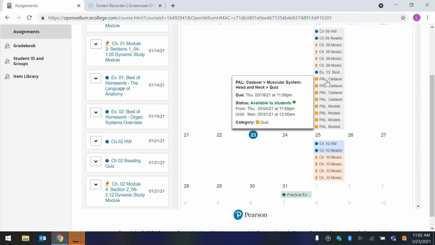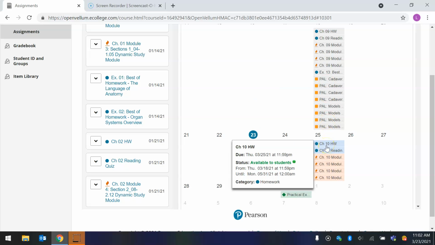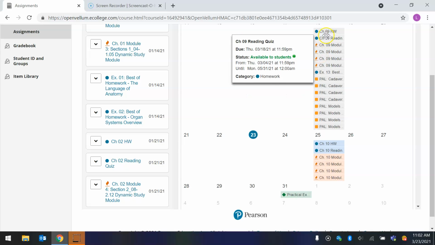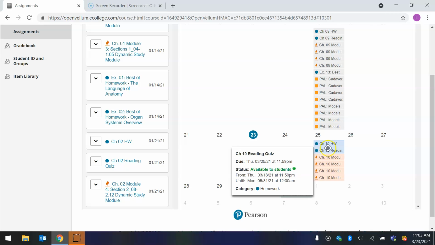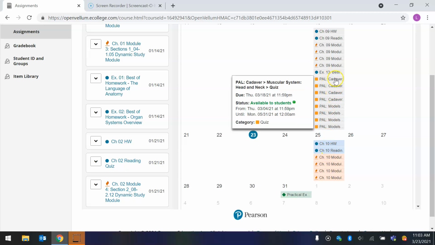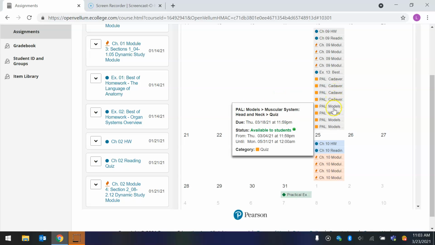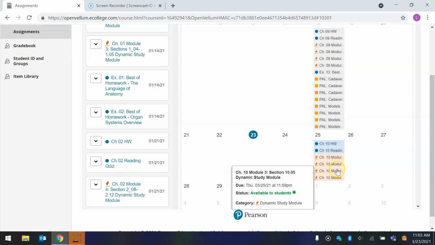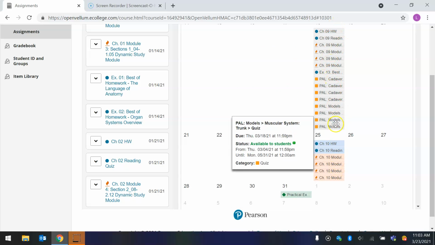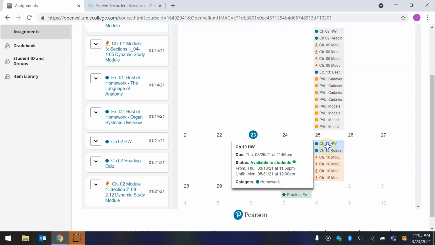So make sure that by Thursday you've done all of the Chapter 9 homework and reading quizzes, Exercise 13 best of homework, which really should have gone down here with Chapter 10, and all of the muscle PAL cadaver and models quizzes, and then Chapter 10 homework and reading. Just everything that you see listed here on this calendar for the 18th and the 25th, make sure you have all of it done by the 25th.